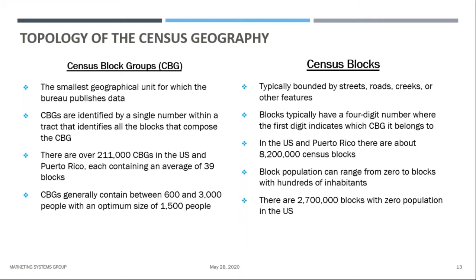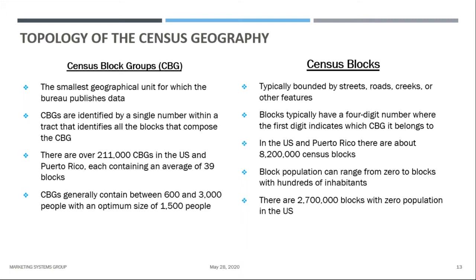Currently, there are over 211,000 census block groups in the US. On average, they contain about 3940 blocks. They generally include about 600 to 3,000 individuals, with an optimal average of about 1,500. Census block groups are partitioned into census blocks, which are typically bounded by streets, roads, creeks, or other features.